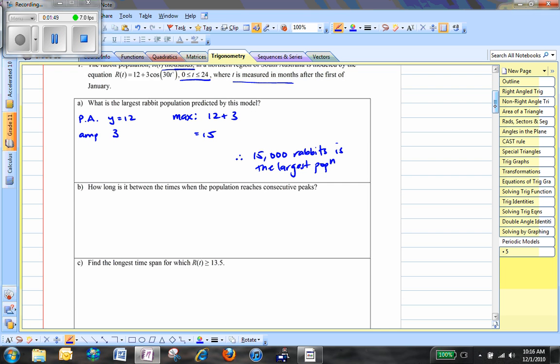Next it says, how long is it between the times when the population reaches consecutive peaks? Basically, it's asking for the period. So the period, one cycle for a cos graph is 360. There's 30 right here in front of the t, which is what I'm going to divide by. That means 12 when I divide. Therefore, it takes 12 months to reach consecutive peaks.